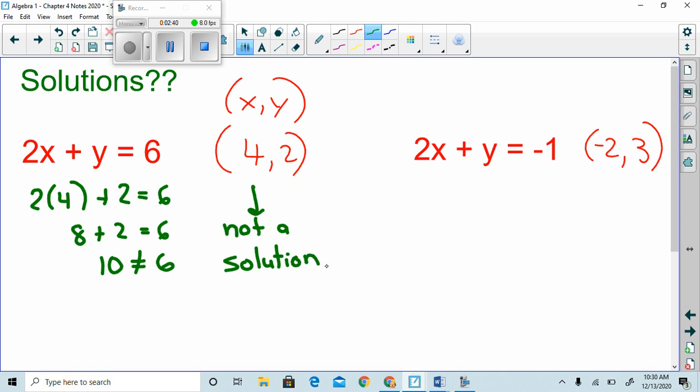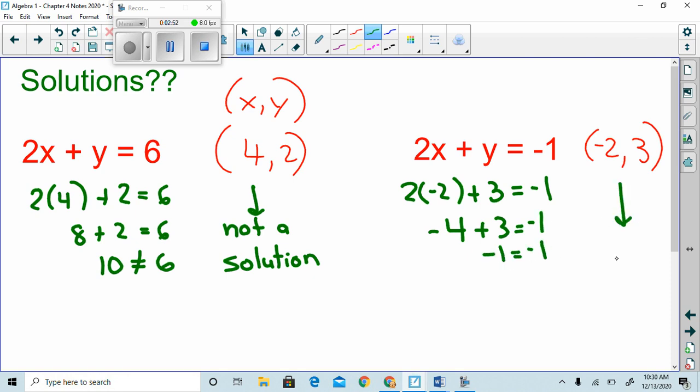Second problem, let's substitute in the negative 2 for x and the 3 for y and see if this creates a true statement. And as I'm simplifying, I see that it does. So I can say that negative 2, 3 is a solution, which means it's a point on this line when graphed.